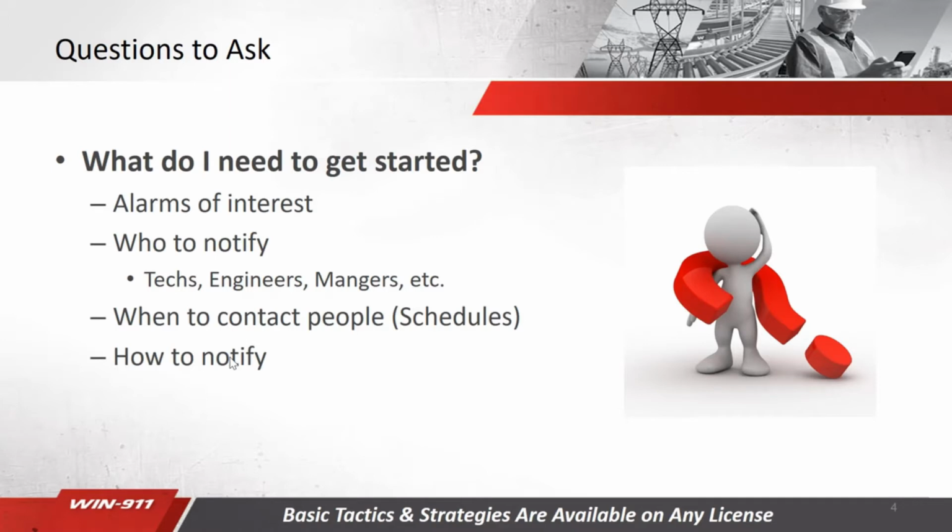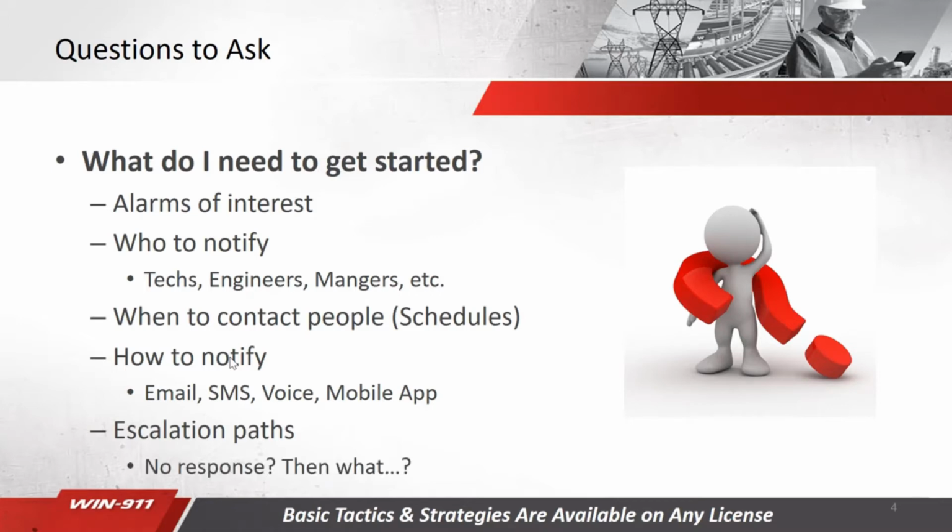Next, how do you choose to notify these users? With WIN-911, we offer email, SMS, voice, and mobile app for notification. Finally, using all the information above, you can define your escalation path. For example, what happens if you email the technician and there's no response? Do you try them again with an email, or do you call up the engineer?